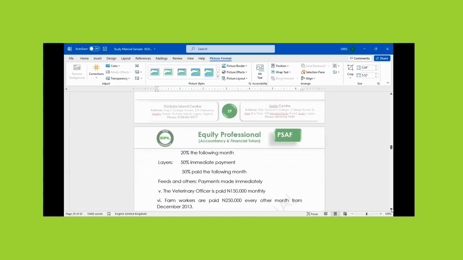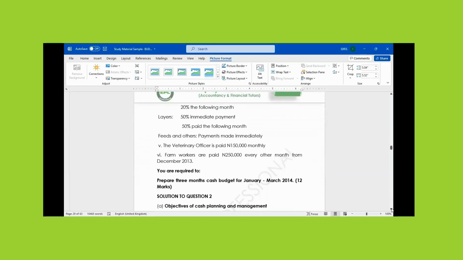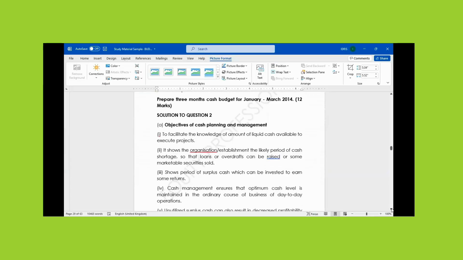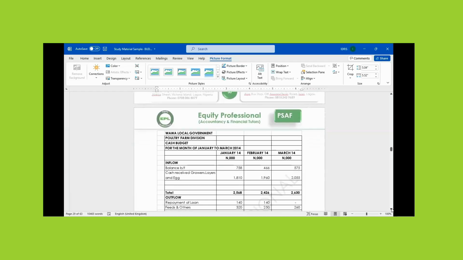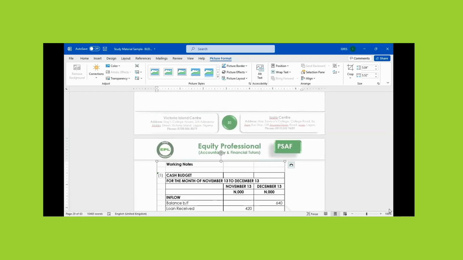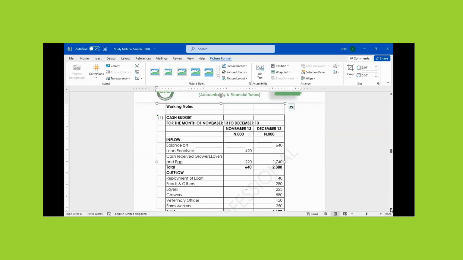Feed and others payment made immediately. How much is the feed and others we have in December? 280. We are going to pay it immediately. And that 280 for December, where do we use it? December, working note 1, under cash budget for working note 1, in December, 280 feed and others.